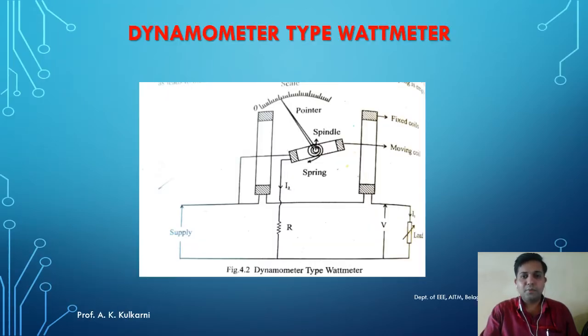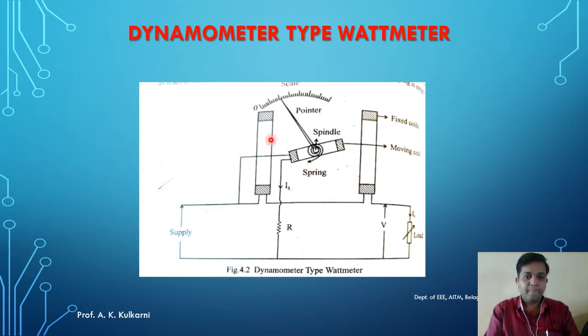So this is the dynamometer type wattmeter which we already studied in the basic electrical subject. It consists of two main coils, the fixed coils. These fixed coils are separated and placed parallel to each other. In between the fixed coils we have a moving coil. This is the moving coil. On top of this moving coil, a needle or pointer is attached, surrounded by spindles which have springs like this.